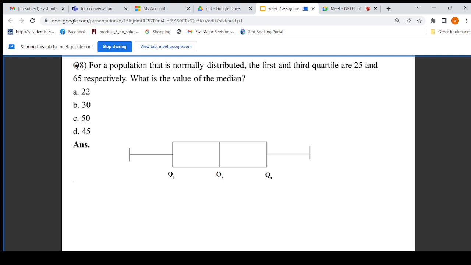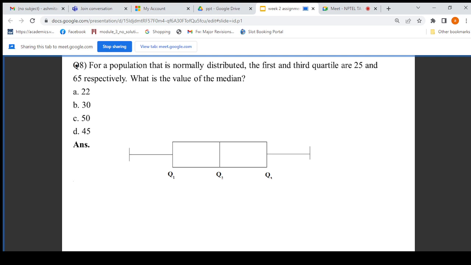Any idea? In a normal distribution, the second quartile will be equivalent to the median, in a normal distribution like this data set. Okay. So in other cases, quartile is not equal to the median. Yes, madam. It may not be equal to the median.